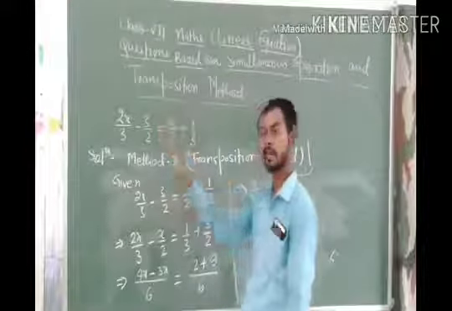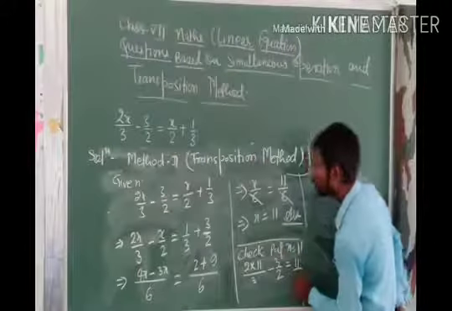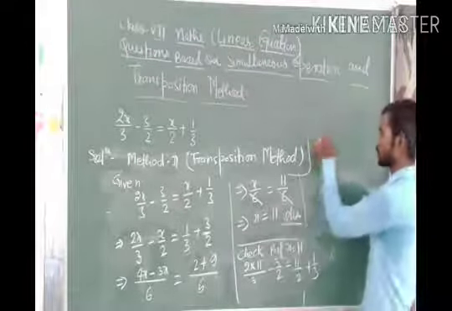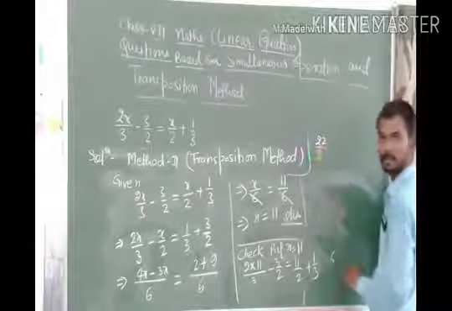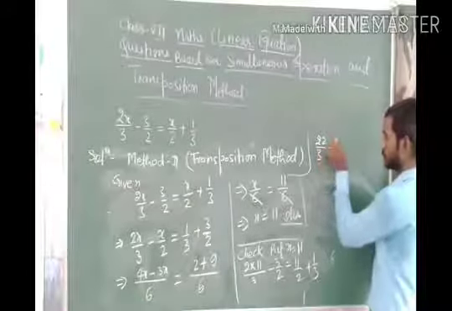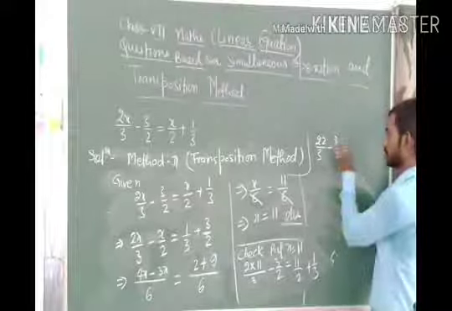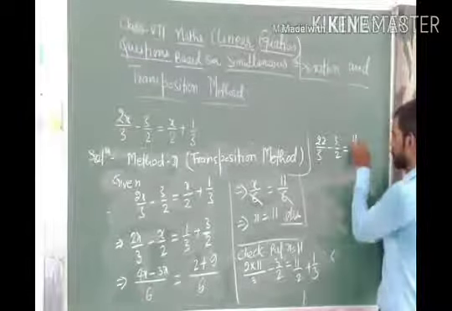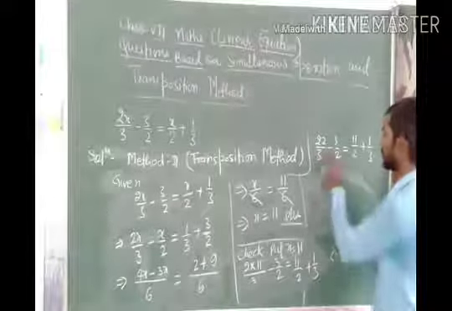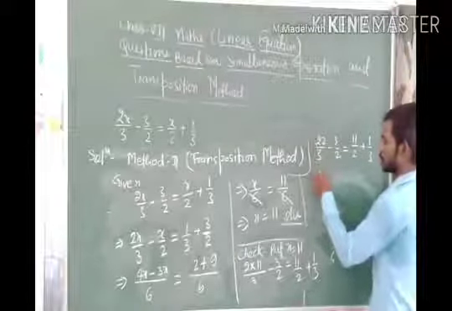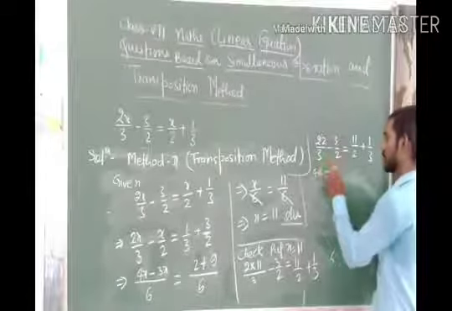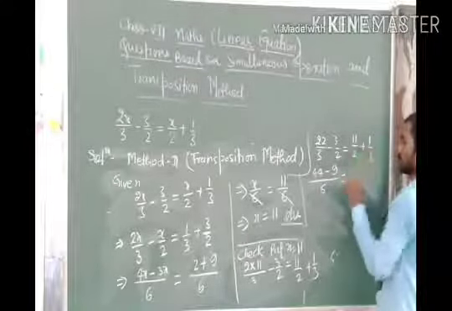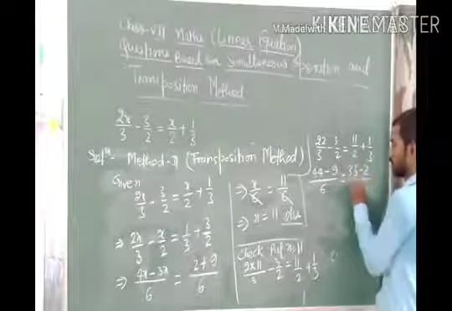Put 11 in the place of x, we get 11 upon 2 plus 1 upon 3. When we solve it, 22 upon 3 minus 3 upon 2 is equal to 11 upon 2 plus 1 upon 3. When we solve it, 44 minus 9 upon 6 is equal to 33 plus 2 upon 6.